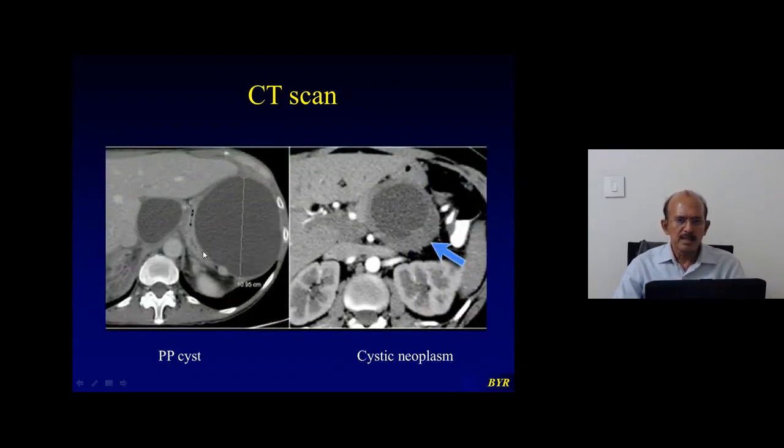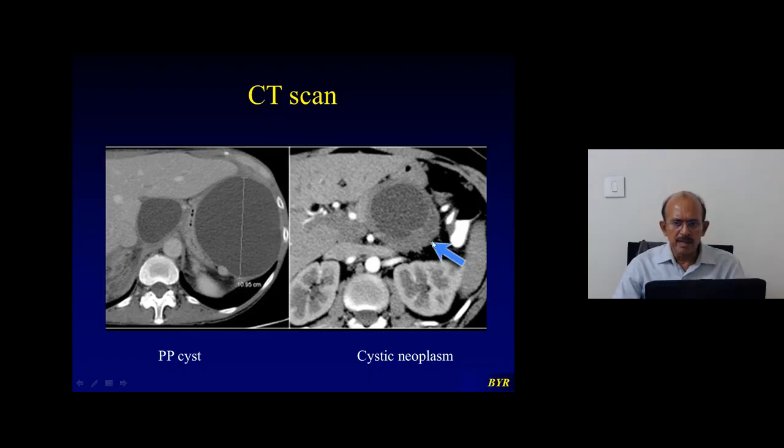This is a pseudopancreatic cyst in the tail of the pancreas. Sorry, this is a cystic neoplasm of the pancreas, again in the tail of the pancreas. You can see the spleen here. This is the cystic mass.